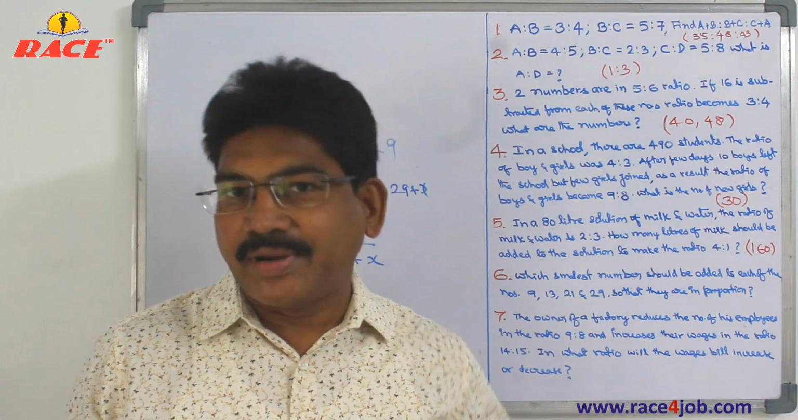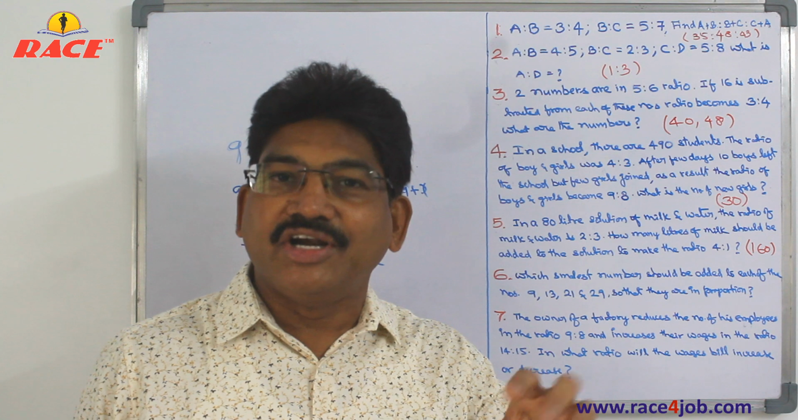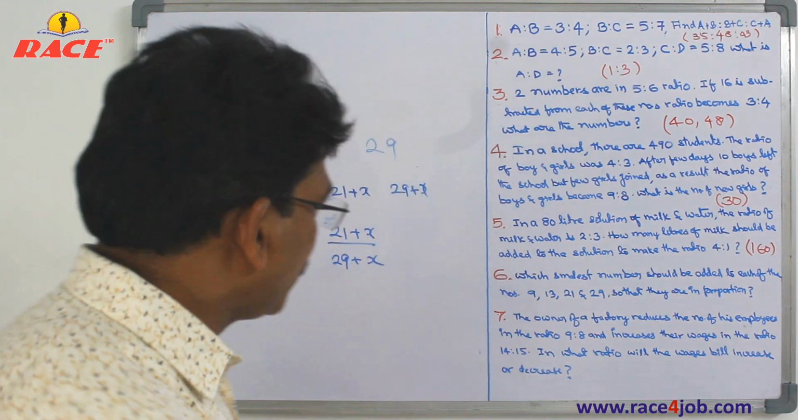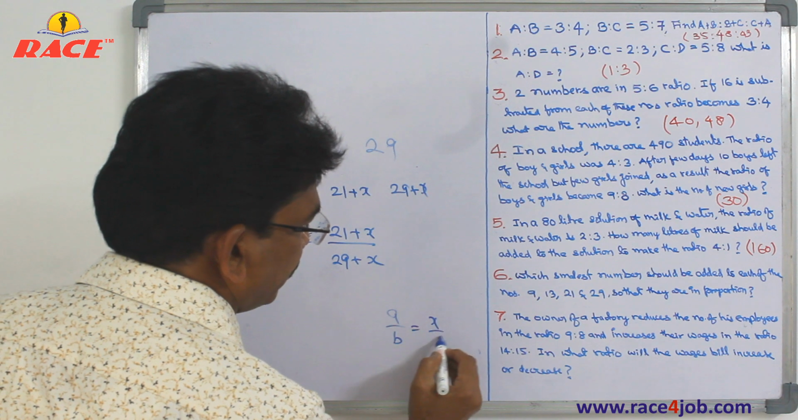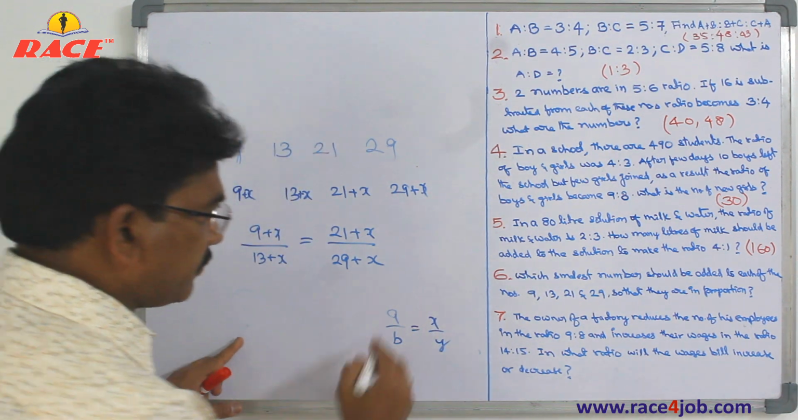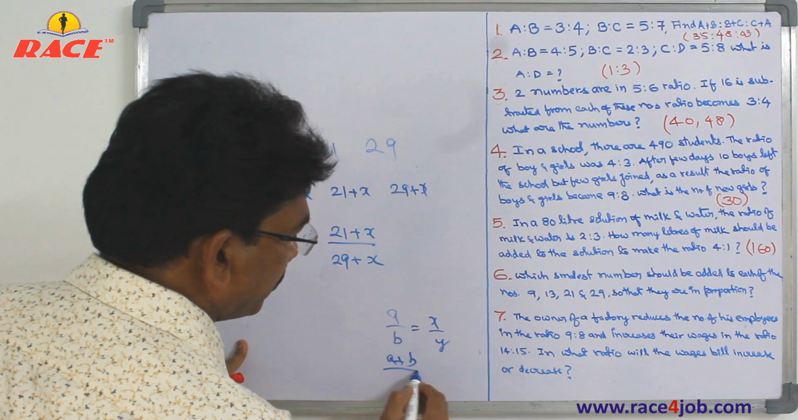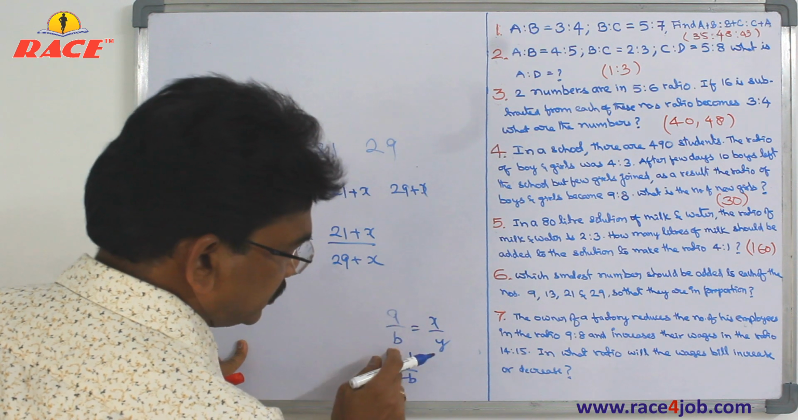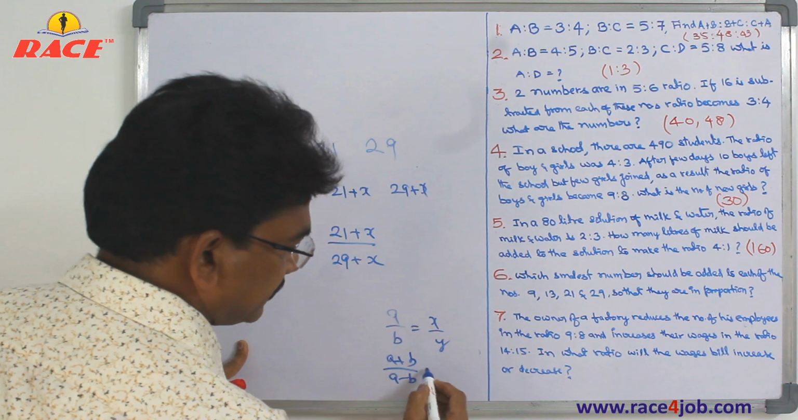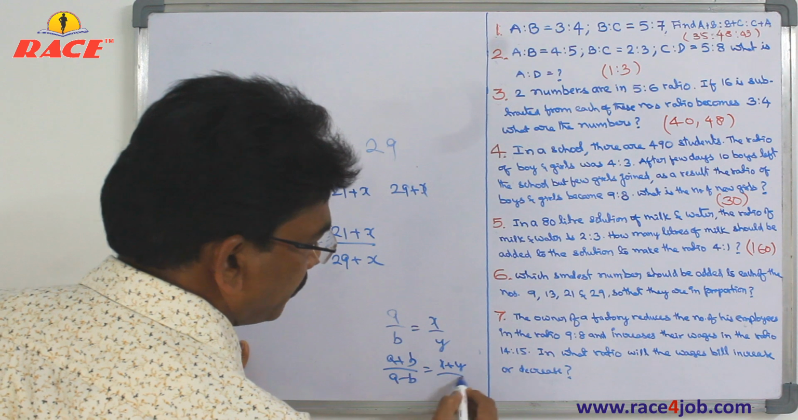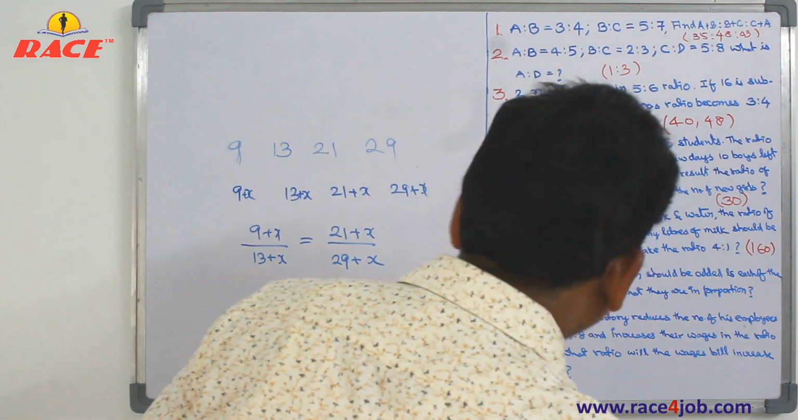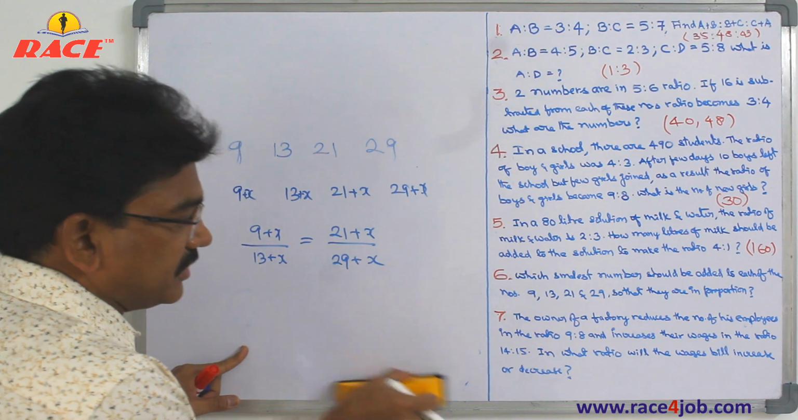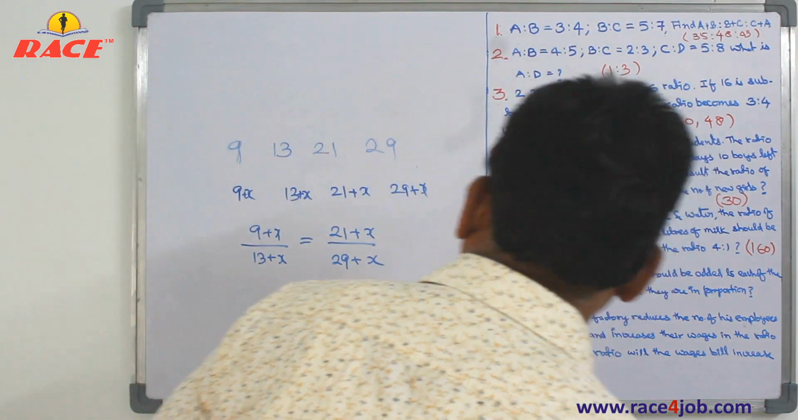Okay? If you remember, my dear friends, in mathematics, the componendo-dividendo rule. What is the componendo-dividendo rule? Say a by b is equal to x by y. Then what we say? (a + b) by (a - b): first term add the second term, and subtract. Then (x + y) by (x - y). This is the componendo and dividendo rule. That we can use here, which makes our job easy.